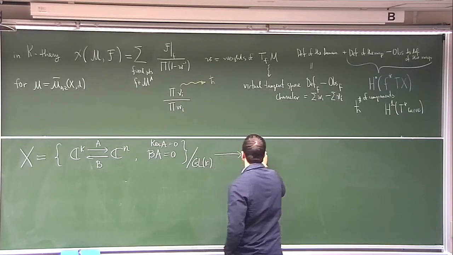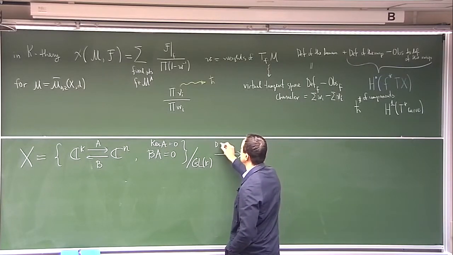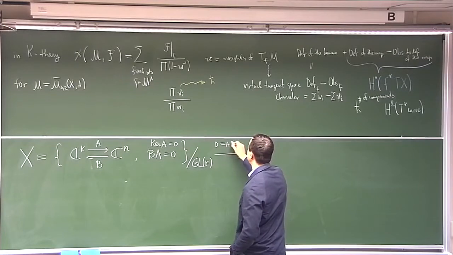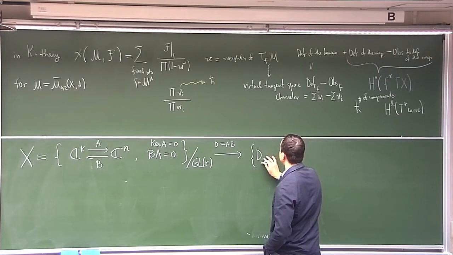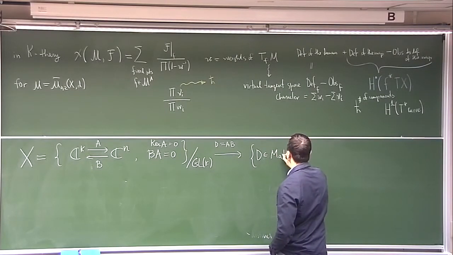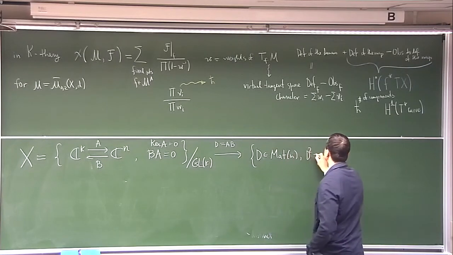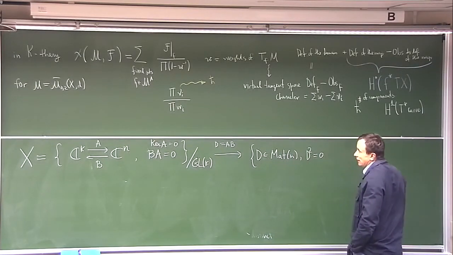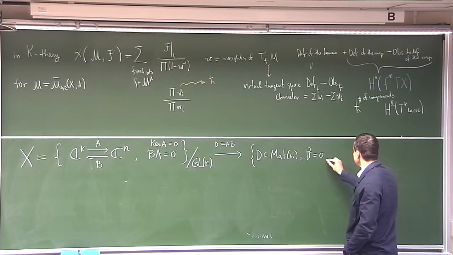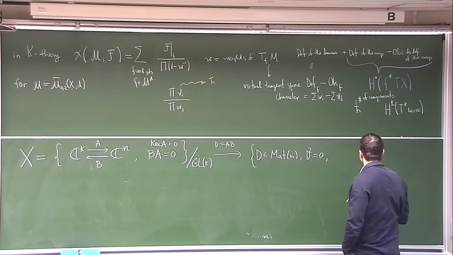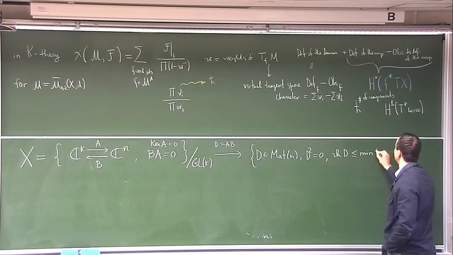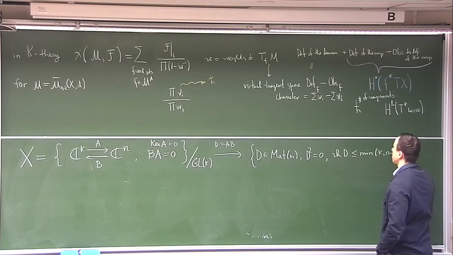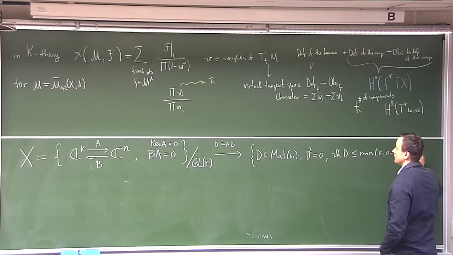And this maps by taking D, the product in the other direction, A times B, to the set of matrices D in n by n matrices such that D square is 0. And what else? The rank of D is less or equal than k.